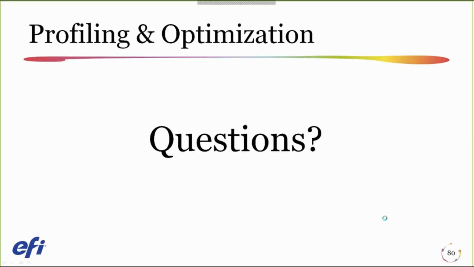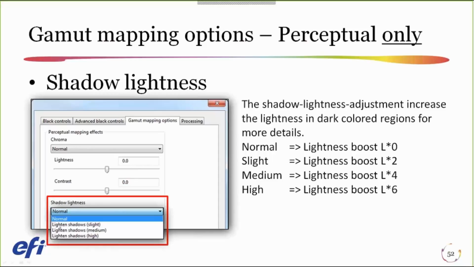Okay, and can you repeat the bit about the perceptual black point, please? The black point, if you use the perceptual rendering intent only, and you are selecting one of the options, let me go back to that. So we've got light and shadow: slight, medium, and high. Normal is no boosting in the L-star value at all. Slight, medium, and high is an L-star value of 2, 4, or 6.